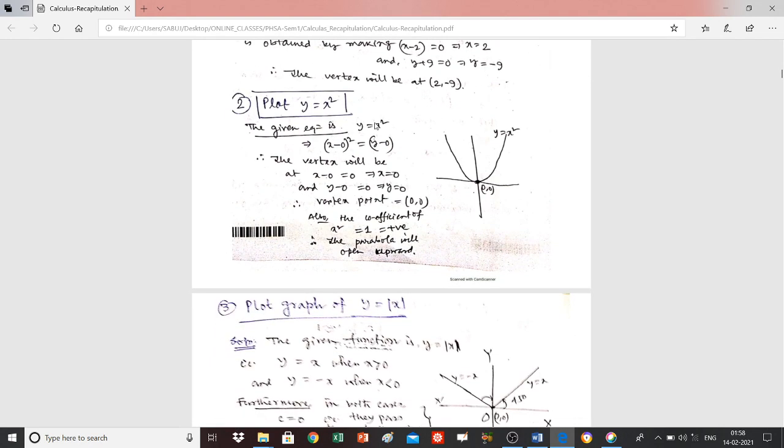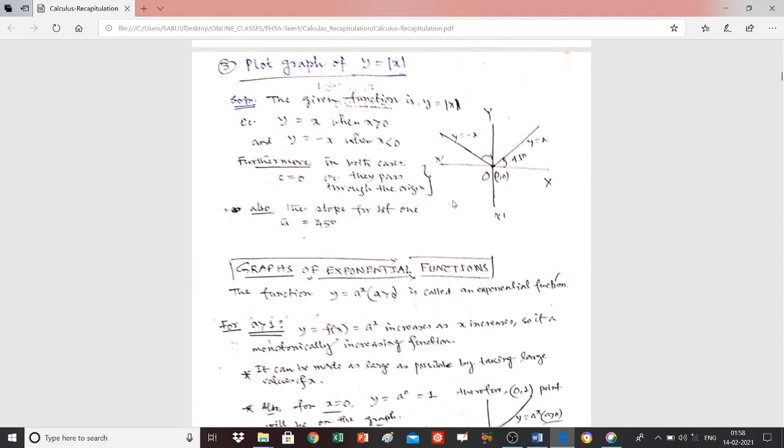And in this equation, see here that a is equal to 1, so it will open upward. This can also be written as x minus 0 whole square is equal to y minus 0, and from here you can find the vertex, that is 0 from here and 0 from here. So 0, 0 is the vertex, and this is the graph.